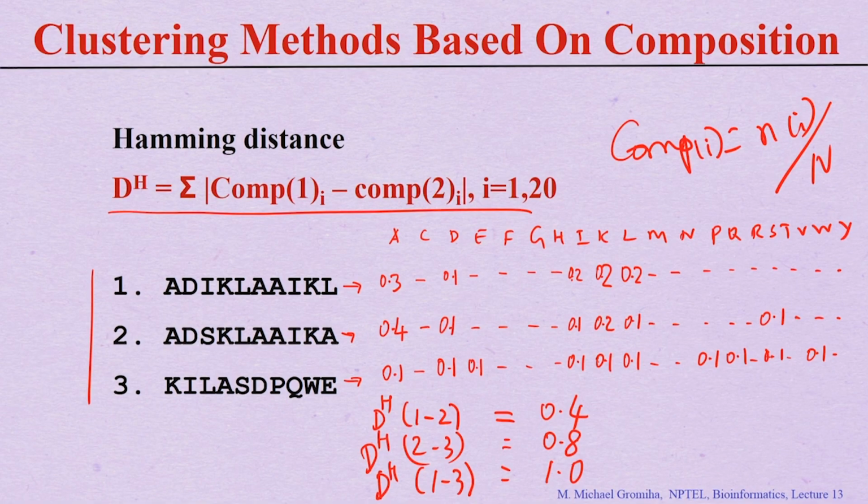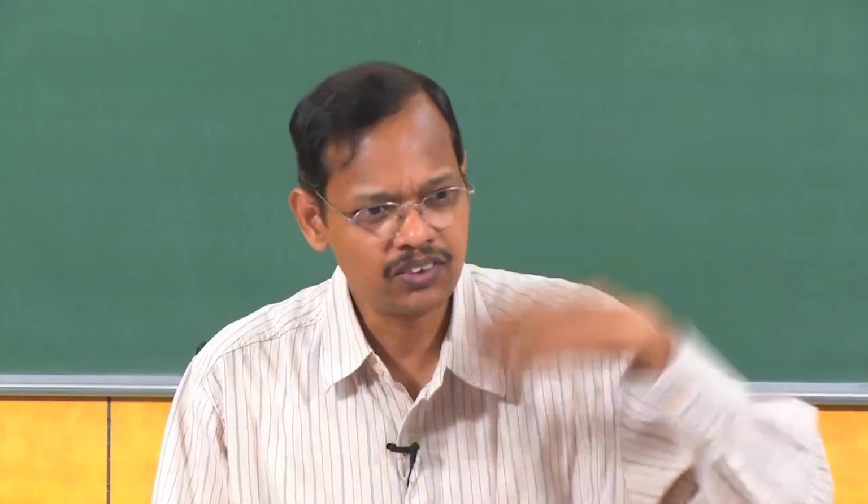Now, which two sequences are close to each other? 1 and 2 are close to each other because the value is 0.4. If you have a specific threshold, for example a threshold of 0.5, then 1 and 2 are close to each other, so we take either 1 or 2, and then 3. You can make different clusters, and from each cluster take a representative, and finally you get the non-redundant set of sequences. This is Hamming distance.